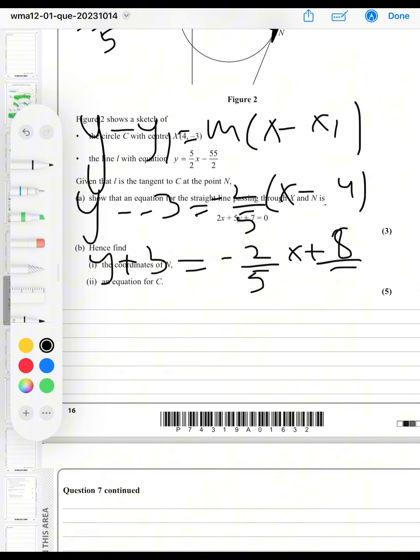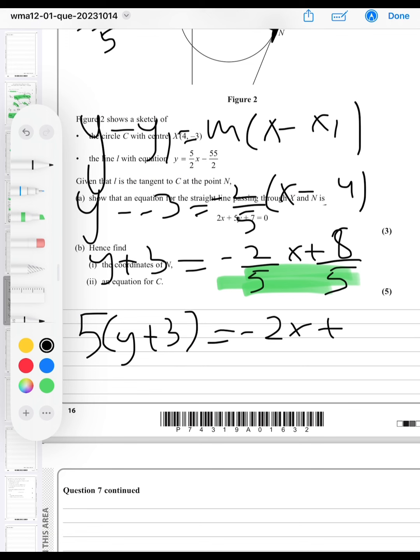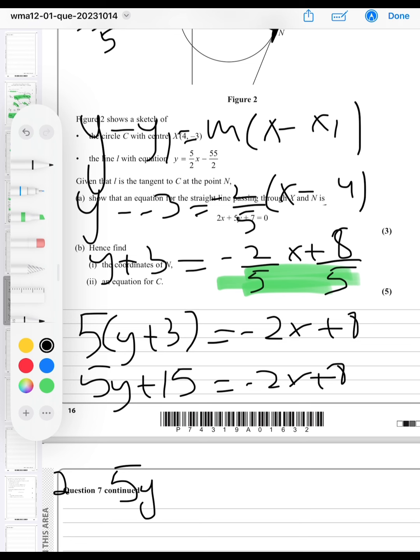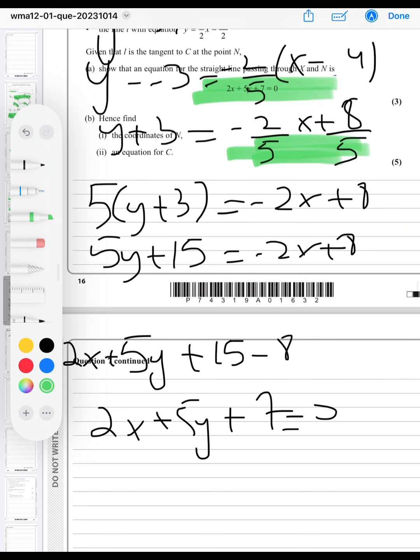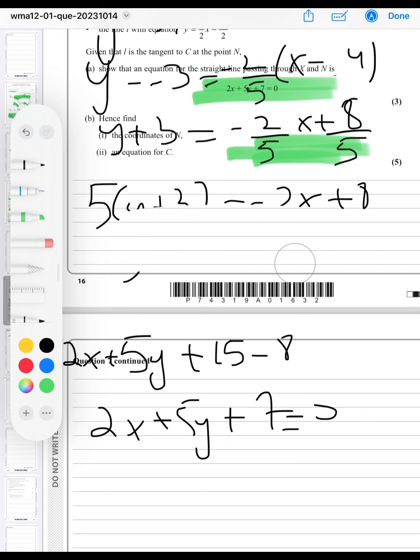this will turn to 8/5. Now as the denominators are the same, we'll cross multiply them, like we will change the side of the denominators. So this will be 5y plus 15 equals -2x plus 8. Arranging the way they asked for: 2x plus 5y plus 15 minus 8, so 2x plus 5y plus 7 equals 0. So there you go. This is the required one. Okay, so this is done now. The first part is done.